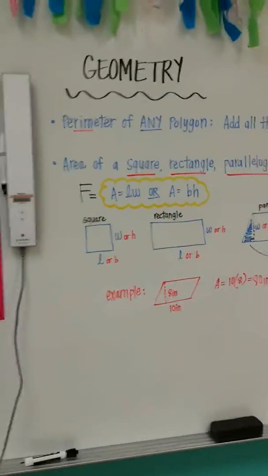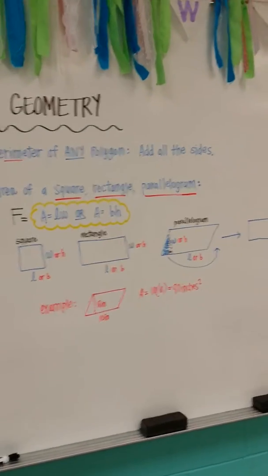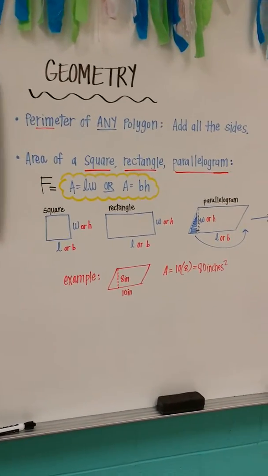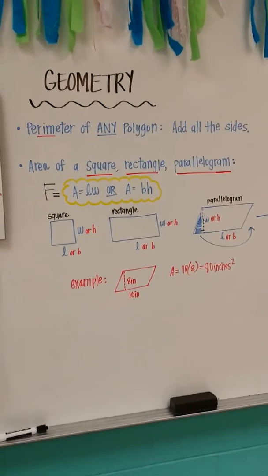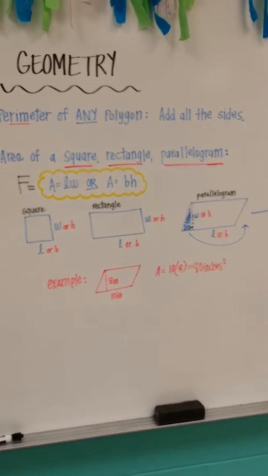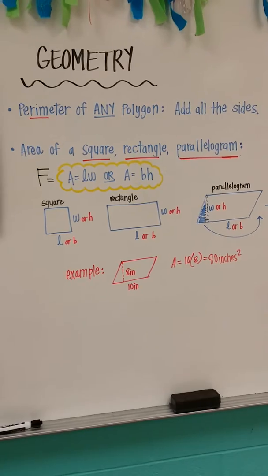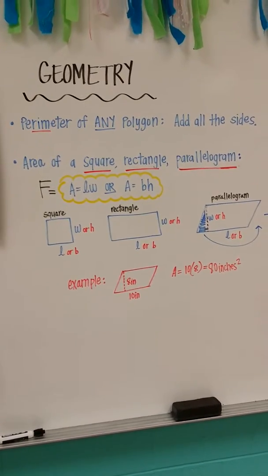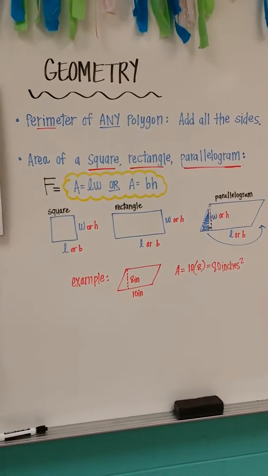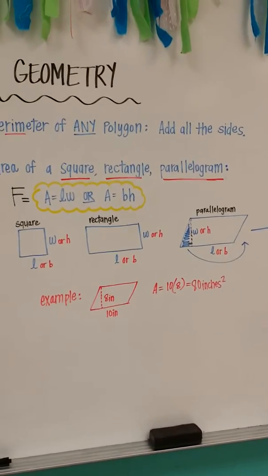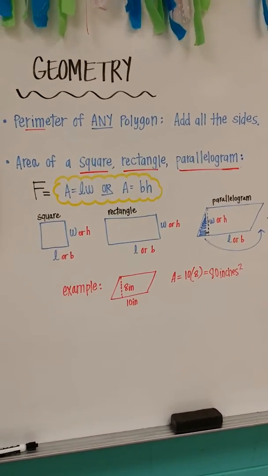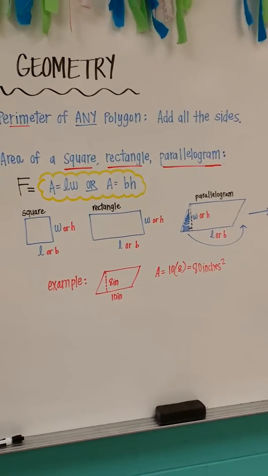First of all, when doing perimeter, you find the perimeter of a polygon by adding all the sides together. If you have a polygon with 4 sides, like a square or a rectangle, you're going to be adding 4 numbers together. If you have a polygon with like 108 sides, you're going to be adding 108 numbers together. So basically, when you find the perimeter of any polygon, you just want to know the length of the outside edge. Area is a little bit different.